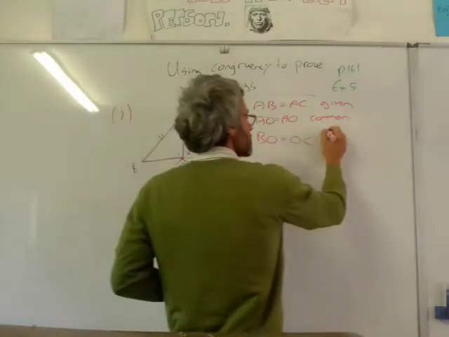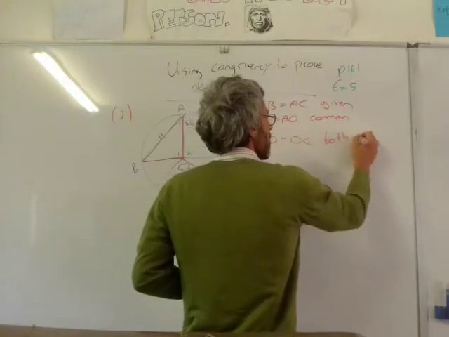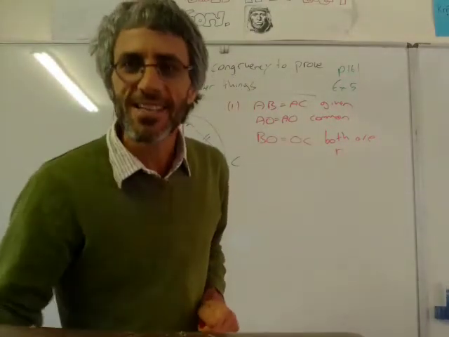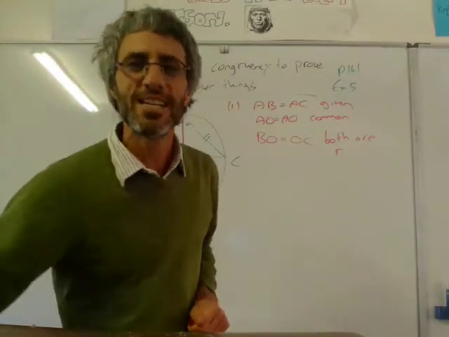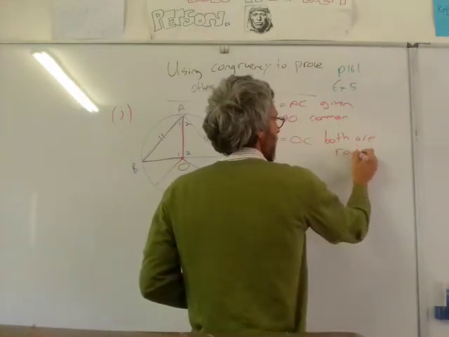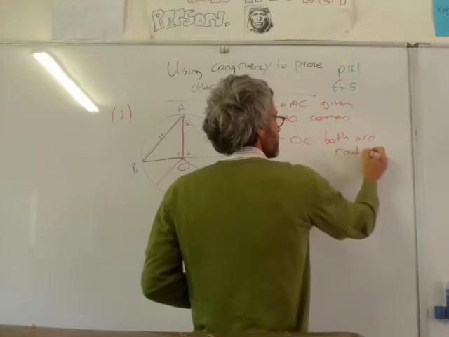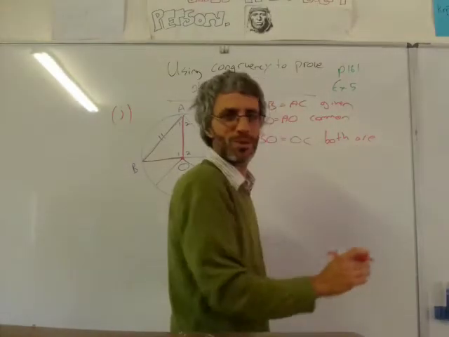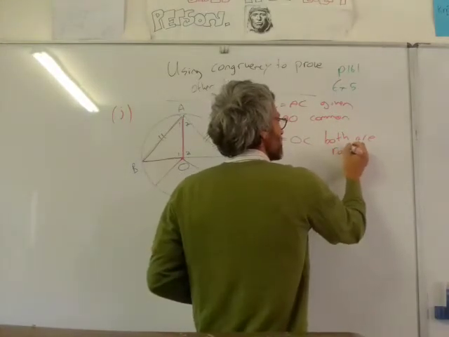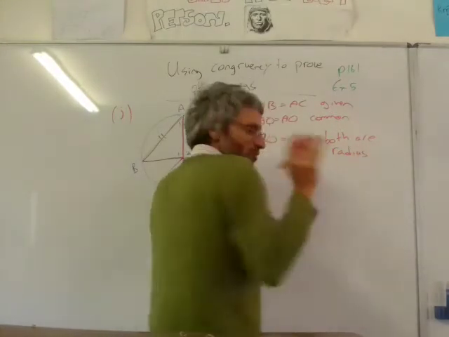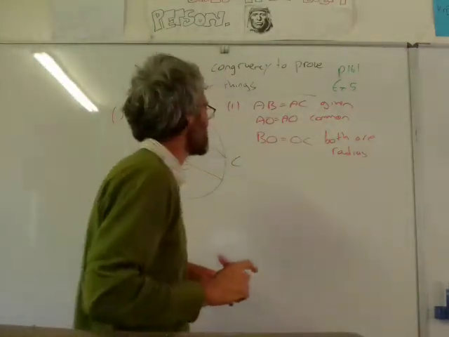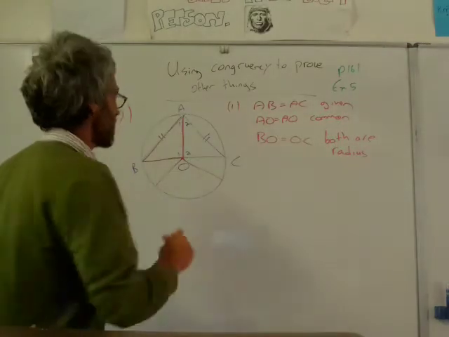So the answer is both are radii. We want to say radiuses, but in English you don't say radiuses. The plural of radius is radii. To make it simple, I can't even spell that. So both are radius. Just write like that, that's fine. Anyway, we've got three sides that are the same.